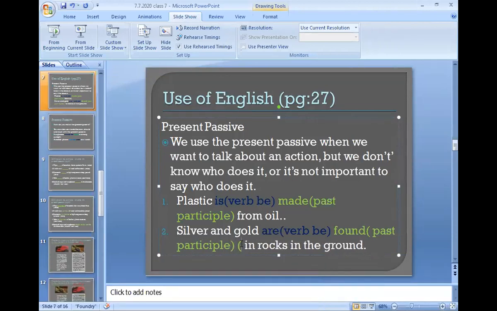So the past participle is found. Okay, good. I hope it's clear to you. Please show me your reaction which you're following.